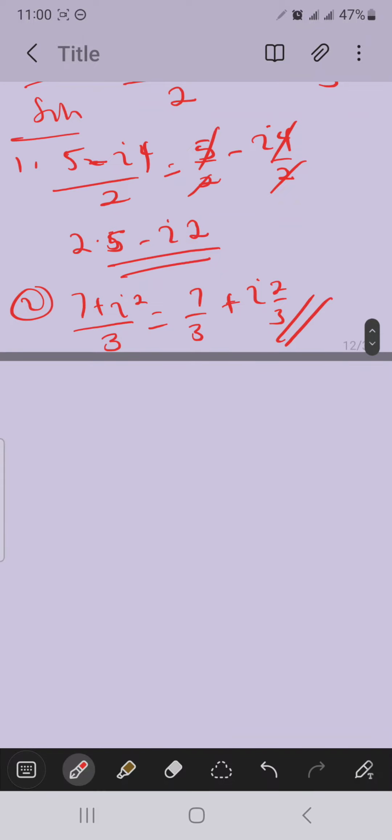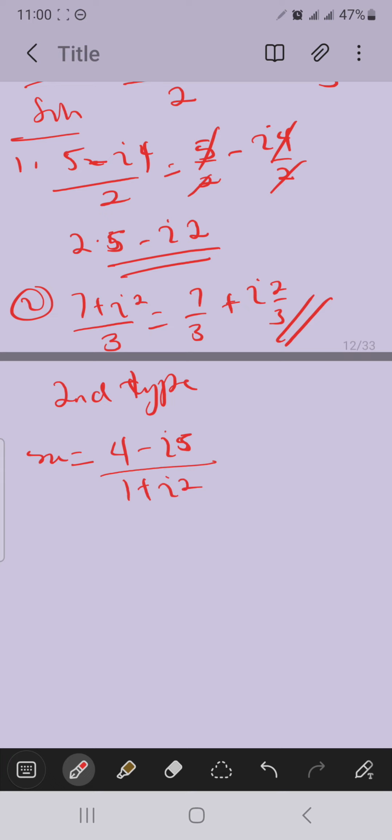Now, the second case, the second type, is complex number by complex number. Let me give an instance. Let's say I have (4 minus i5) over (1 plus i2). So this is division by a complex number. One thing you are going to do is this: this is going to be the numerator, and this one is going to be the denominator. The first thing you are going to do is find the conjugate of this one, and multiply it, more or less like we are doing here.